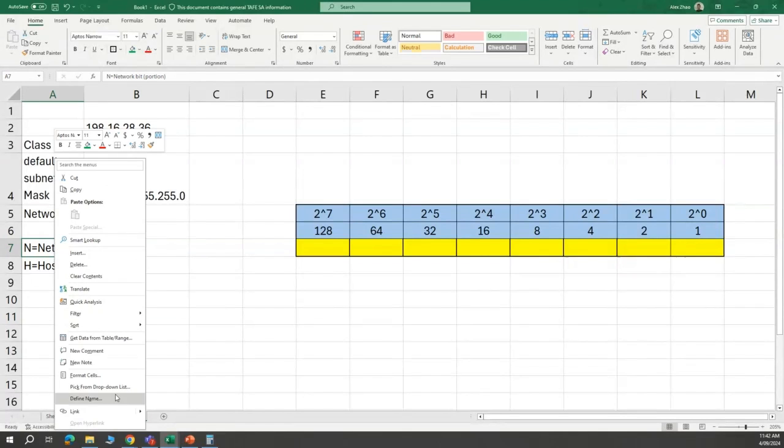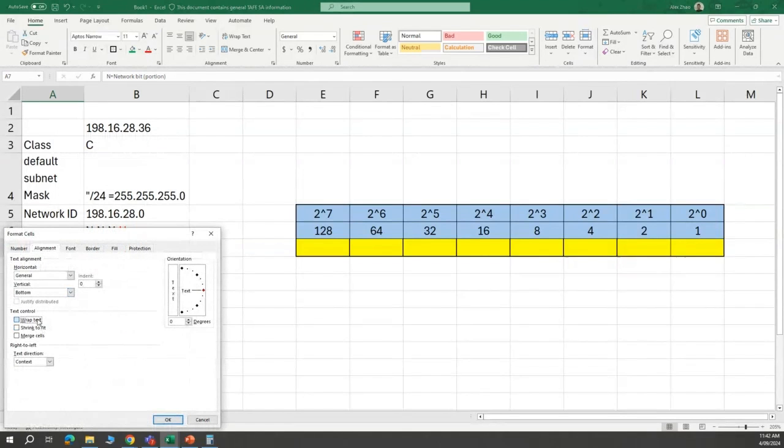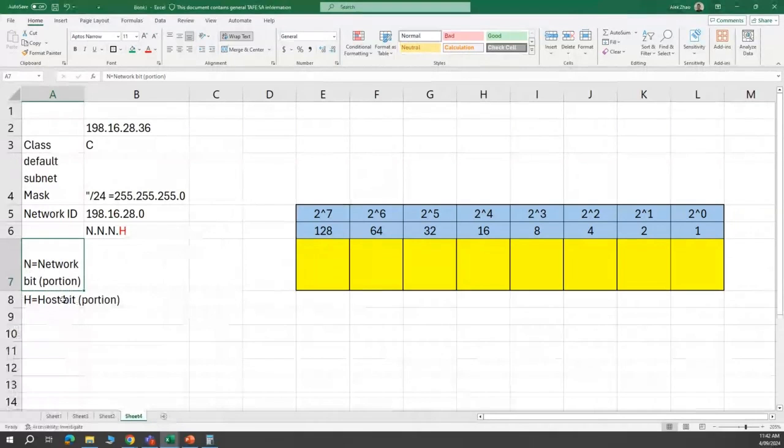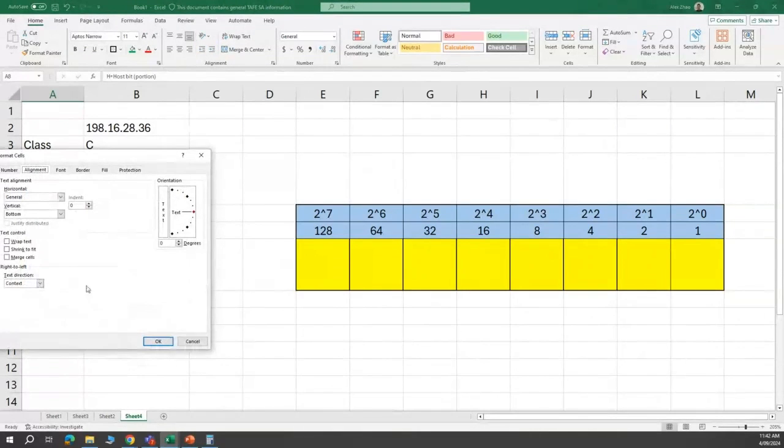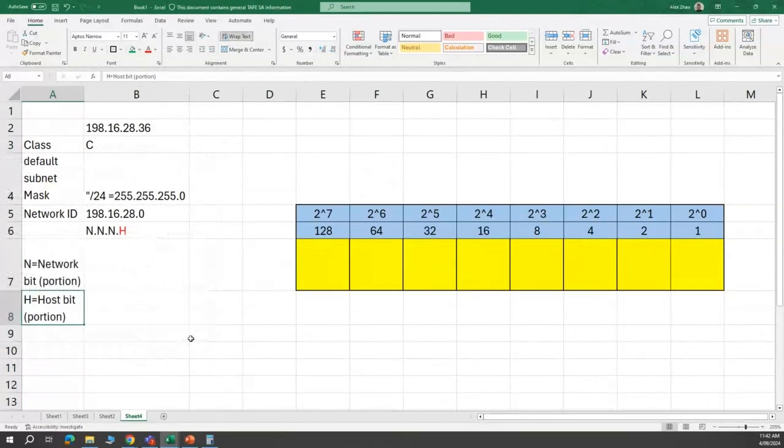So let me just format the cell again and make it wrap. Format the cell and make it wrap.